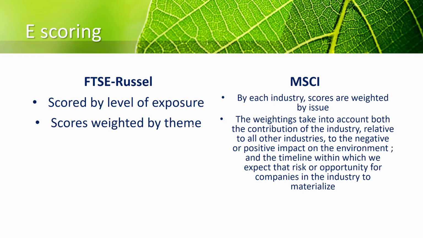MSCI, Morgan Stanley Capital International, says that by each industry, scores are weighted by issue. I assume the issues are the things like pollution and resources, and that the weightings take into account both the contribution of the industry, and Morgan Stanley Capital defines industry differently from everybody else, relative to all other industries, to the negative or positive impact on the environment, and the timeline within which we expect that risk or opportunity for companies in the industry to materialize. They don't tell you how they measure that. I'm not sure how you would measure that.